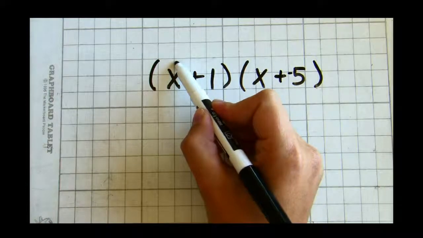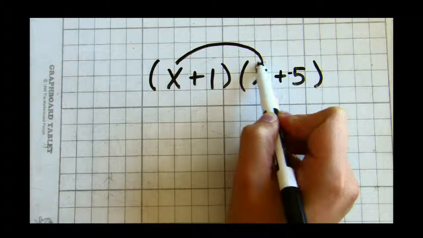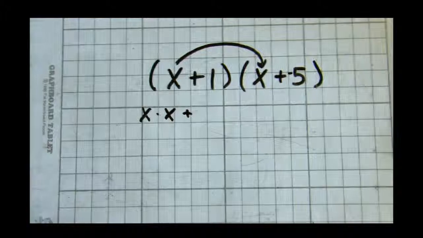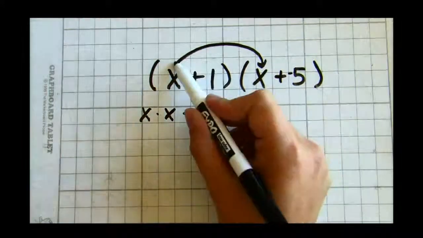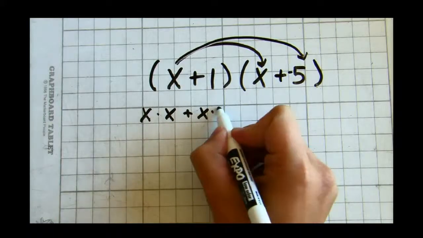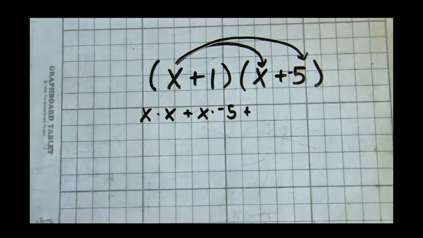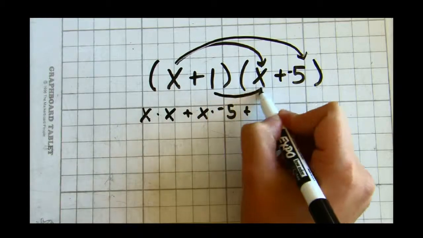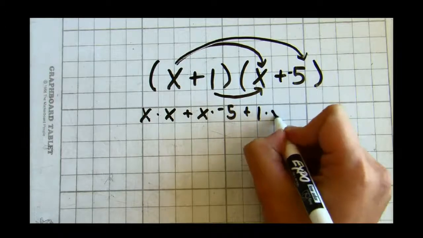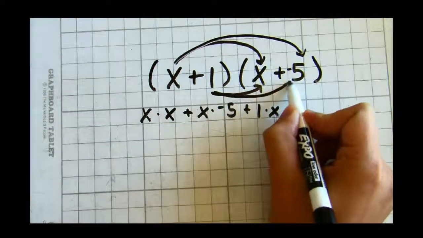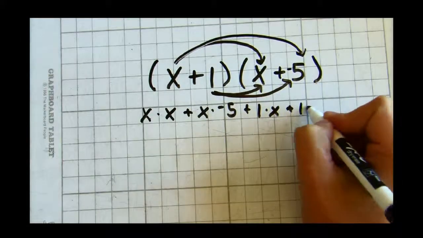So this x is going where? To the other x. So I'll write x times x plus. Now where does my x go to? Wonderful, the negative 5. X times negative 5 plus. Now what do I distribute? Wonderful, my 1 in my first set of parentheses. So this 1 is going to go to my x plus 1 times x. And lastly, where does my 1 go to? The negative 5 plus 1 times negative 5.